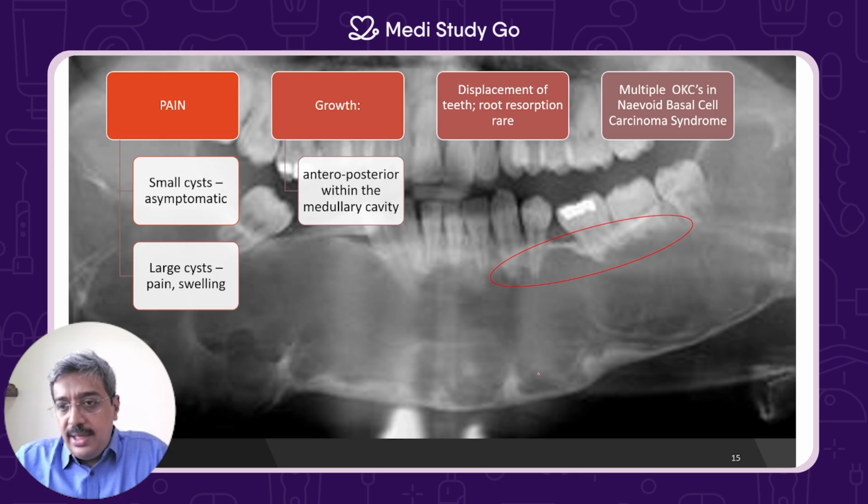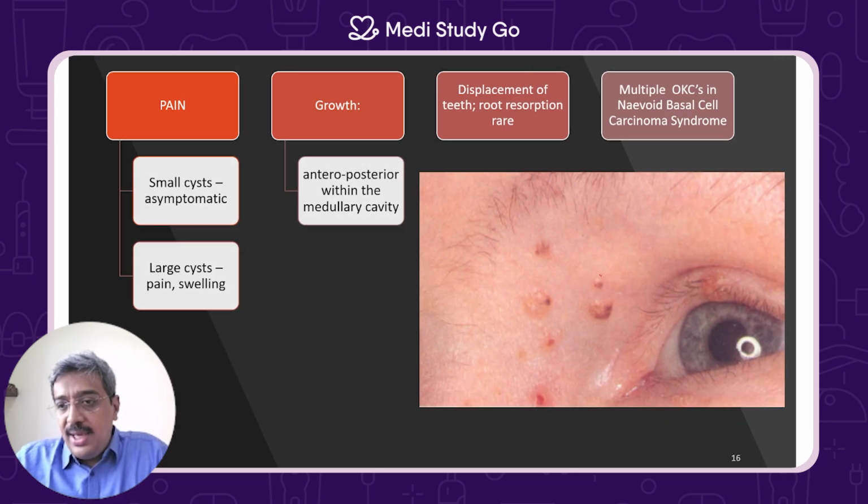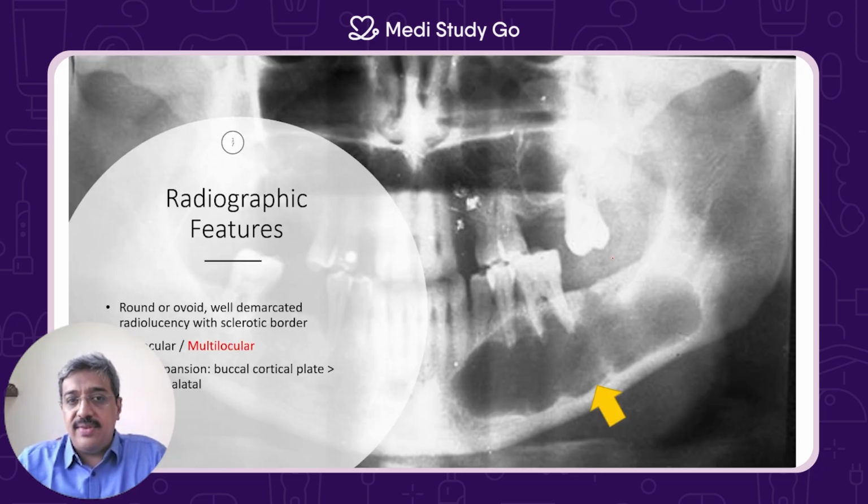The characteristic radiological feature is this scalloping that you note, and you can see multiple proliferating lesions on the skin surface also, which is nothing but the basal cell carcinoma proliferation on the skin surface.